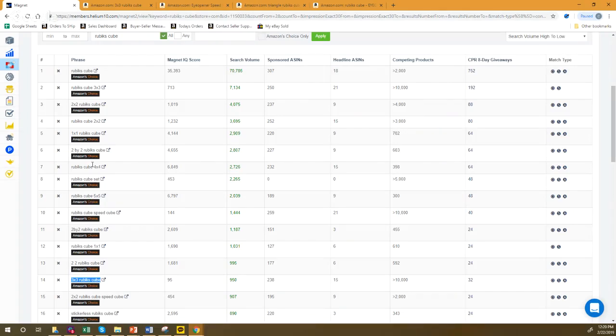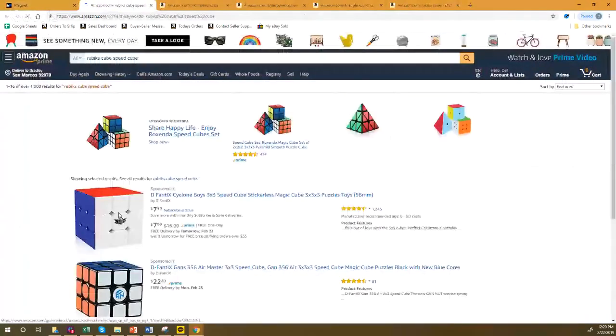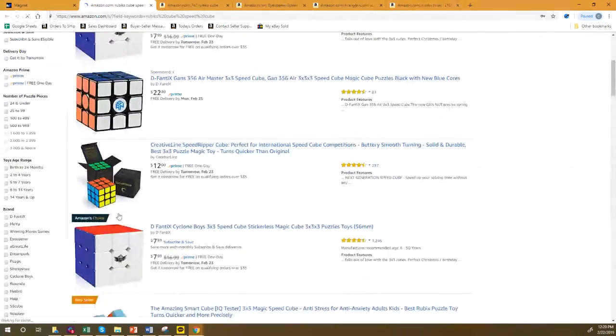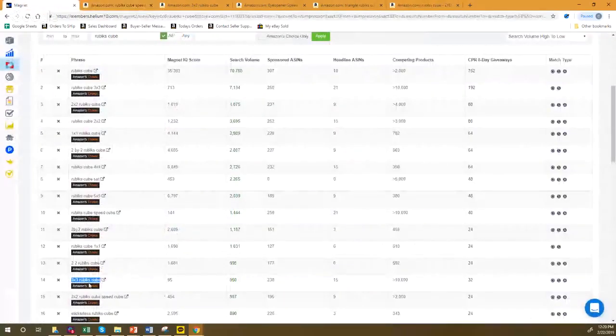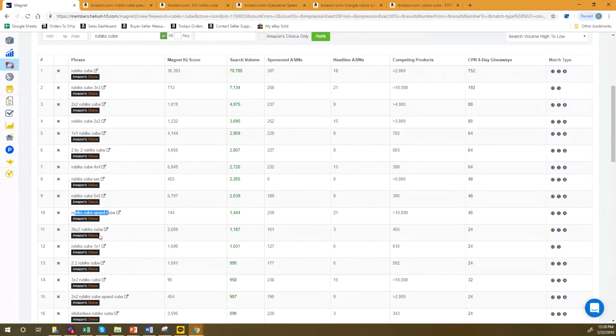So maybe I'm going to do Rubik's Cube Speed Cube. I don't know what this is, but let's just take a look. I'm like, yes, I'll get to this one. So now I get to page 1 on this one. And again, it has Rubik's Cube inside of it. So it's going to give some help to here. But now I'm on page 1 for this word. I'm on page 1 for this word. And maybe I'm getting 4 or 5 sales a day on these. All right. And I keep working my way up.